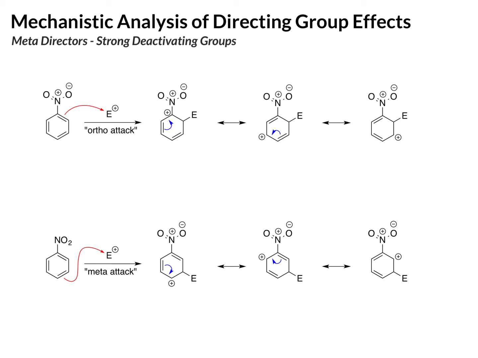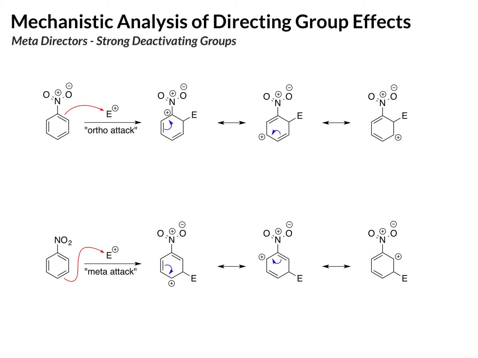Now we're going to switch our attention to the strong deactivating groups. Unlike the activating groups, where we're looking for a feature that helps stabilize the intermediate, in the deactivating groups what we're going to do is try to find something that is especially bad, something that slows the reaction down.